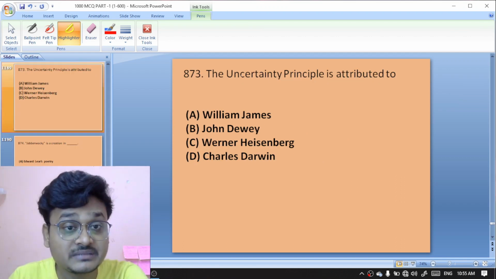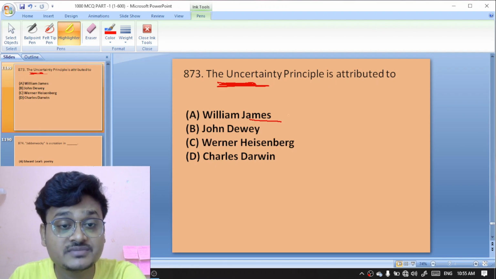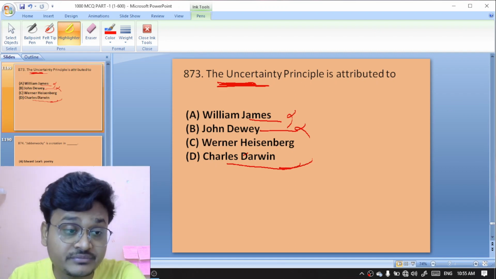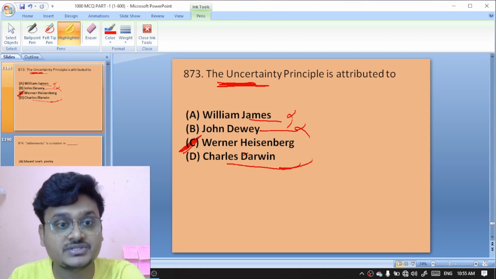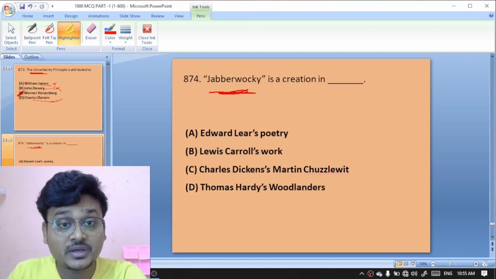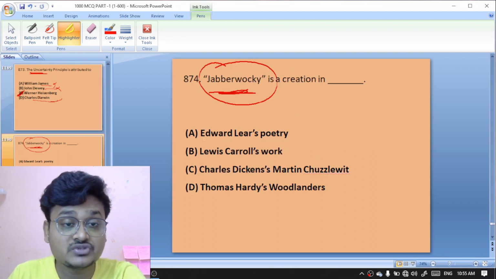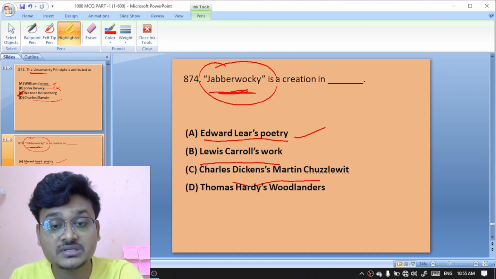The uncertainty principle is attributed to William James, John Dewey, Charles Darwin. The uncertainty principle is attributed to Werner Heisenberg, the Nobel laureate in physics. Okay, Werner Heisenberg.